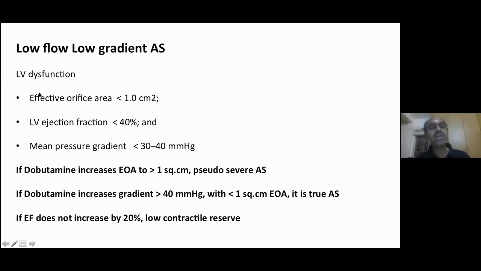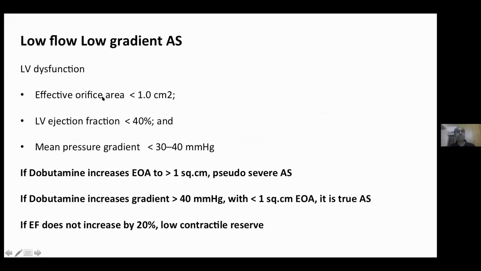Whenever there is a severe left ventricular systolic dysfunction with an aortic valve area of less than 1.0, your ejection fraction will be lower than 40. Mean pressure gradient may not be 40, it may be 30 or 40, and still it may be severe aortic stenosis. In such patients, if you challenge them with dobutamine, and the dobutamine increases the effective orifice area to more than 1 square centimeter, this is pseudo-severe aortic stenosis. If the dobutamine increases the gradient to more than 40, and the valve area still remains at less than 1 square centimeter, it is true severe aortic stenosis.